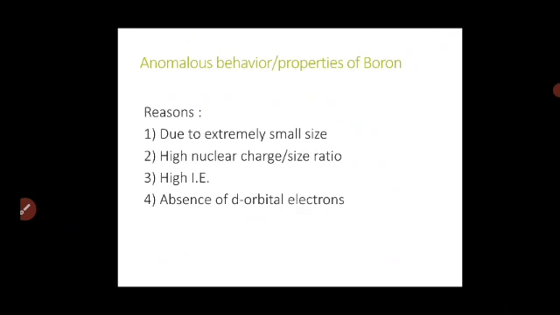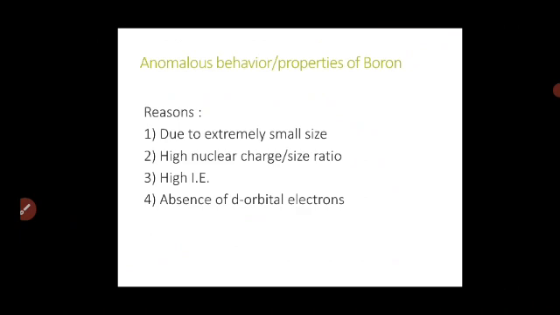Now why is it so? There are 4 reasons. That is due to extremely small size. They do not contain any d orbitals, yes, this is one of the reasons, that is absence of d orbital electrons. And why can we say due to extremely small size? Because only two shells are present, that is the first shell and second shell, hence they have very small size. Then high nuclear charge to size ratio.